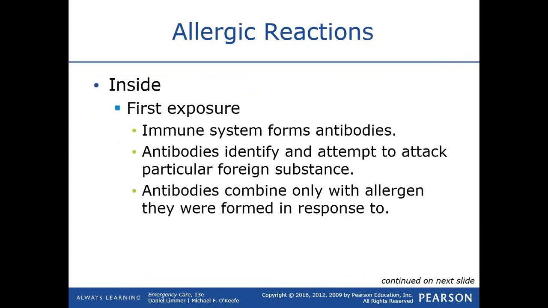Now, inside of an allergic reaction, when you are first exposed to a foreign substance, your immune system develops antibodies. Antibodies are designed to identify and attack a particular foreign substance. So we have many antibodies in our system, so that when exposed to a harmful substance like a foreign protein, our antibodies will identify and attempt to attack that foreign substance and render it harmless. Antibodies combine only with the allergen they were formed in response to. So that's why we have so many different antibodies. We have an antibody for each allergen we've been exposed to.